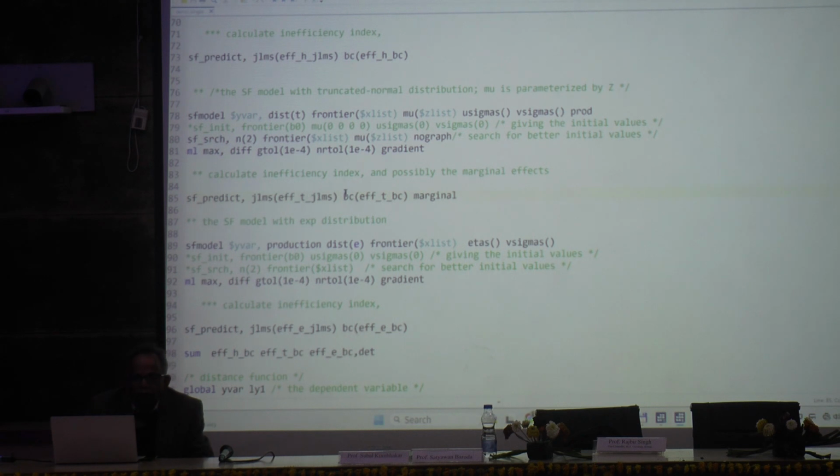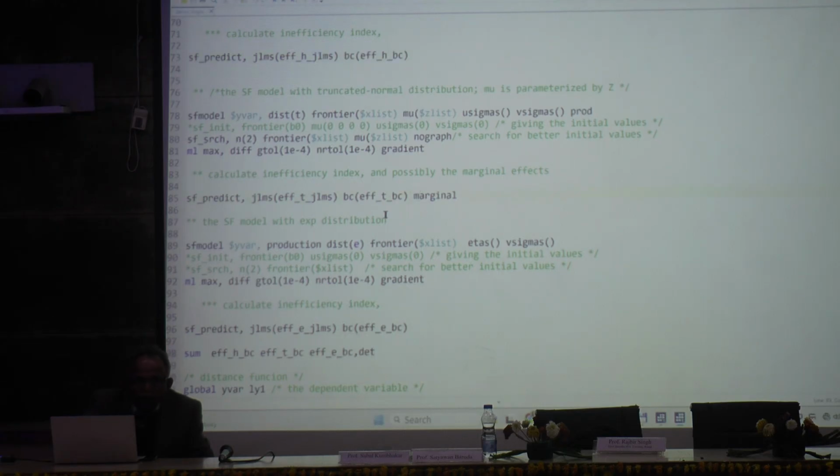And then again, BC, this is the efficiency estimate. You can see that I will put T in there, to separate it from this one which has H. So this is half normal, this is truncated normal. So just a different name. You can just say efficiency 1, efficiency 2 and that type of thing. So it's up to you, the way you feel comfortable.